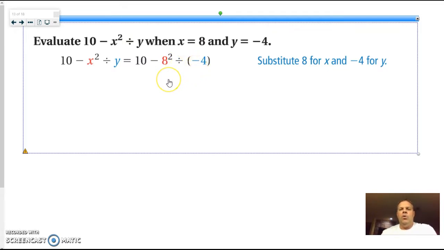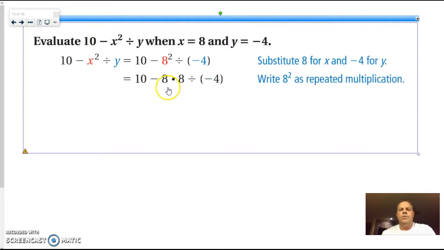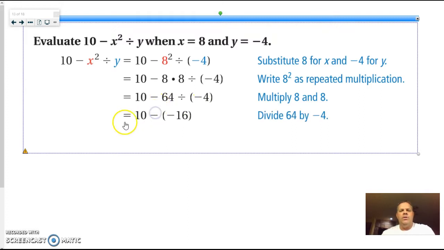I must now think of order of operations. And the first thing that I must do in order of operations is exponents. 8 times 8 is 64. So my equation is now 10 minus 64 divided by negative 4. Again, I must think of order of operations, and I do division before I do subtraction. 64 divided by negative 4 is negative 16.